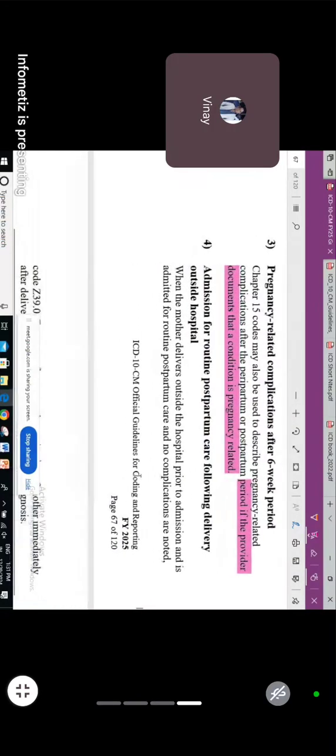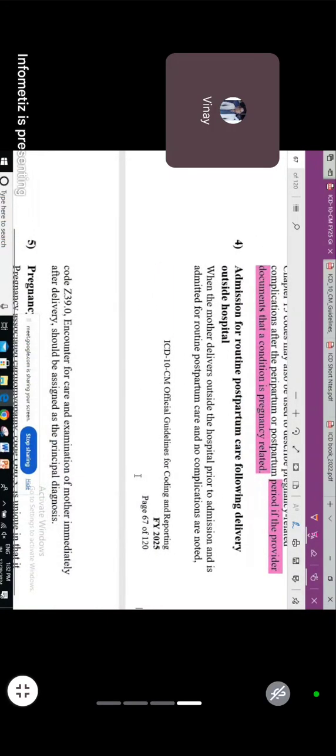Admission for the routine postpartum care. Yes, we do have a code for that. Z39.0. Means a lady is coming for a follow up after delivery.